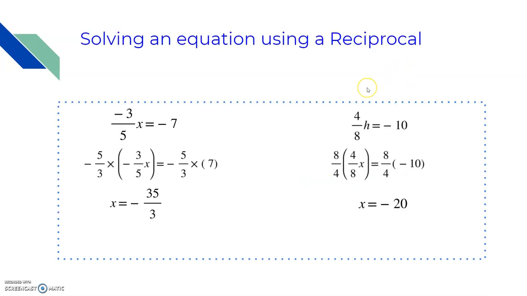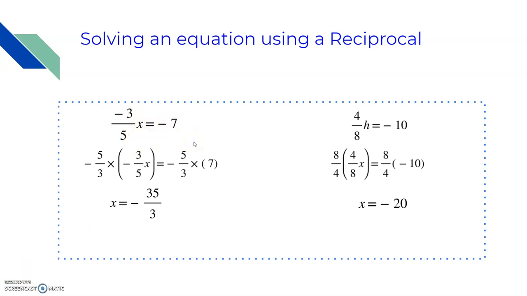Alright, now we're going to be talking about solving an equation using a reciprocal. This only applies when there's a fraction with the variable. This might be a bit tricky for beginners in the beginning, but after you get the hang of multiple problems, it's going to be easy. Alright, so we have minus 3 over 5x equals minus 7.